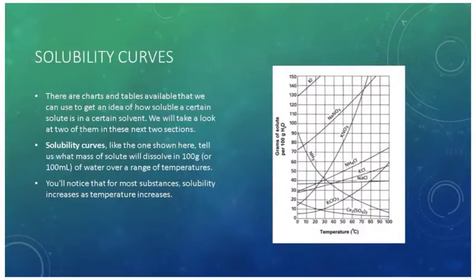So what is a solubility curve? There are charts and tables available that we can use to get an idea of how soluble a certain solute is in a certain solvent. We will take a look at two of them in the next two sections. Solubility curves, like the one shown here, tell us what mass of solute will dissolve in 100 grams or 100 milliliters of water over a range of temperatures. You'll notice that for most substances, solubility increases as temperature increases.